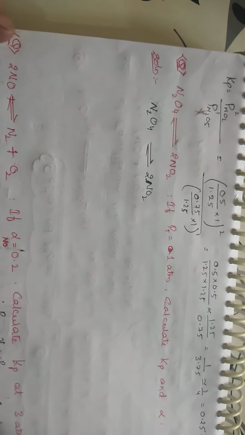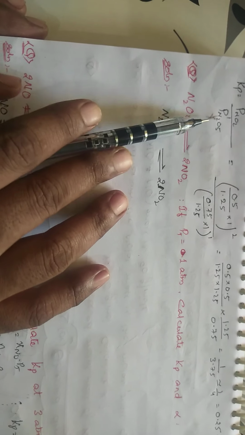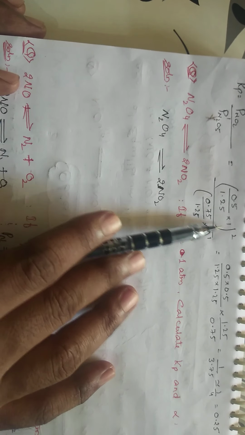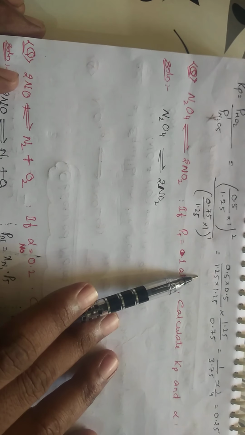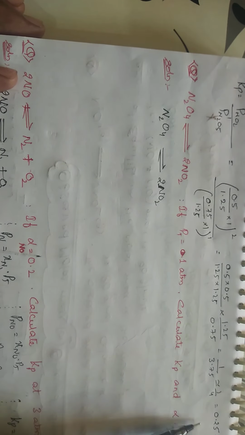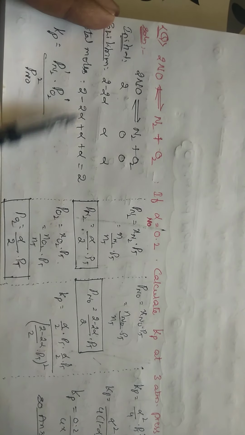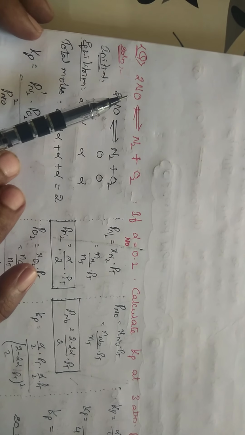So if I do that, this will be Kp equal to PNO2 square by PN2O4 whole power 1. I know that 0.5 by 1.25 into 1 whole square by 0.75 by 1.25 whole power 1. And finally, I will be getting the answer approximately equal to 0.25. See students, I am explaining this one example. Based on this, you solve the above question. Okay. See, in terms of variables, this problem has been done.